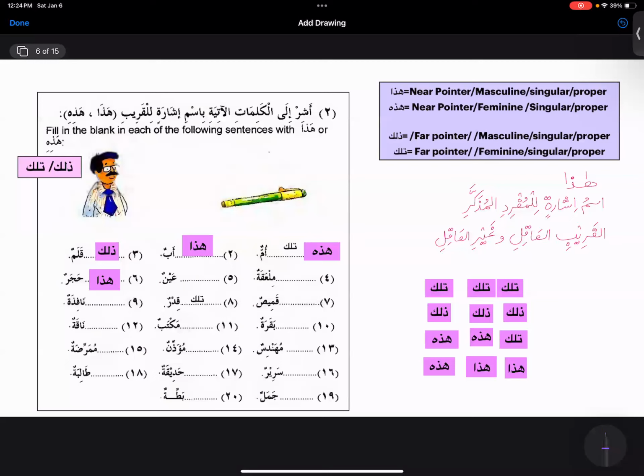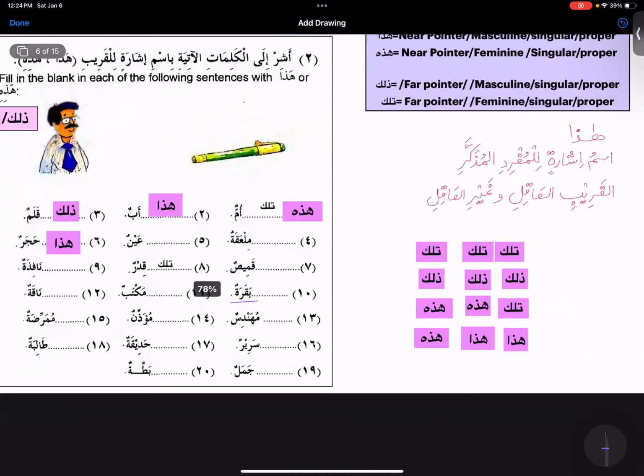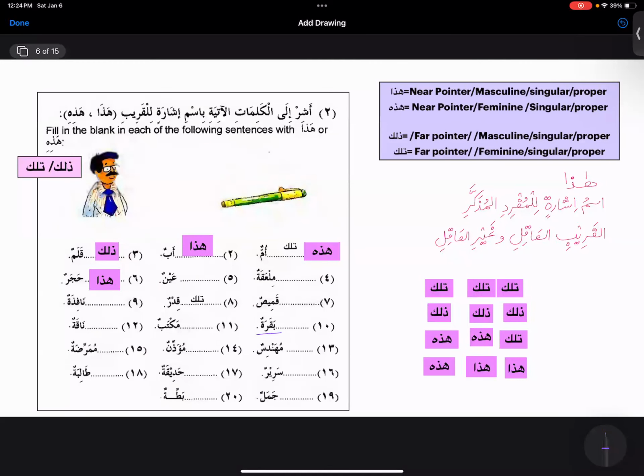Okay, now baqaratun. What does baqaratun mean? Cow. So what pointer can you use with it? Hadihi. Yeah, so either you can use hadihi or tilka. Very good. So either hadihi or you can use tilka.